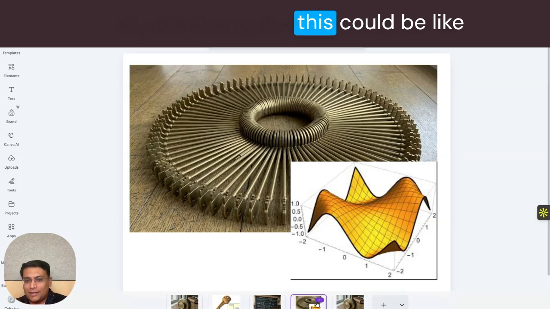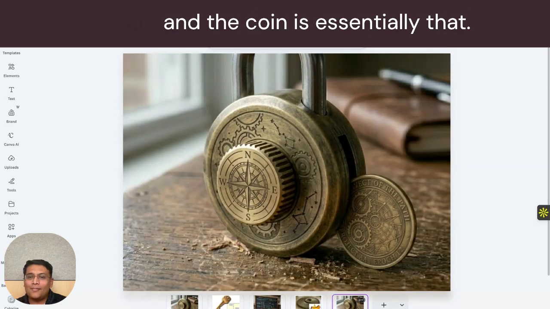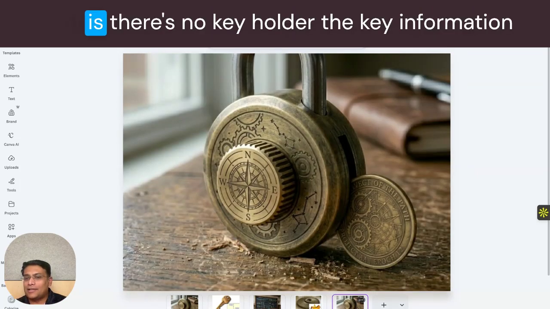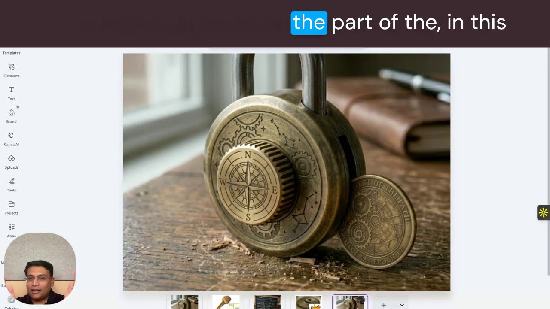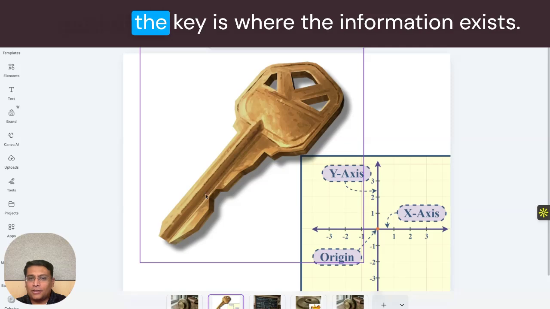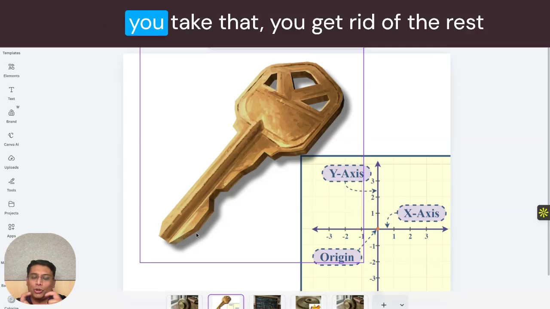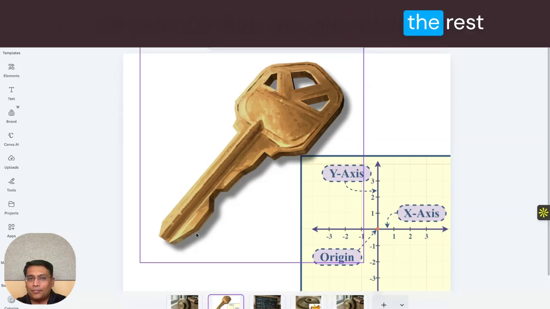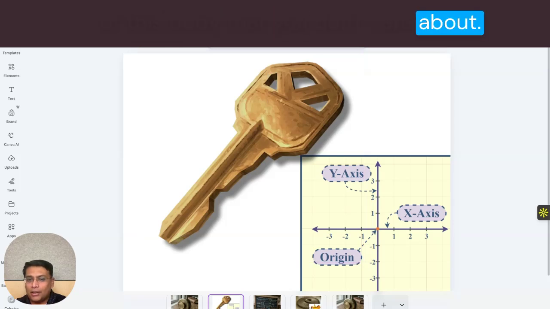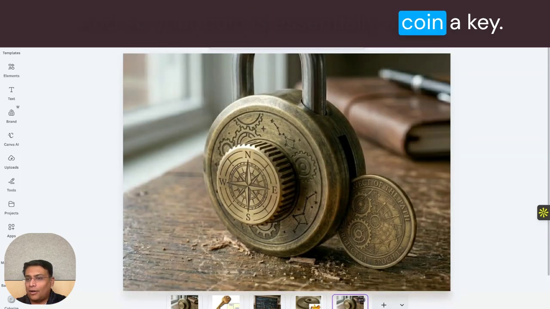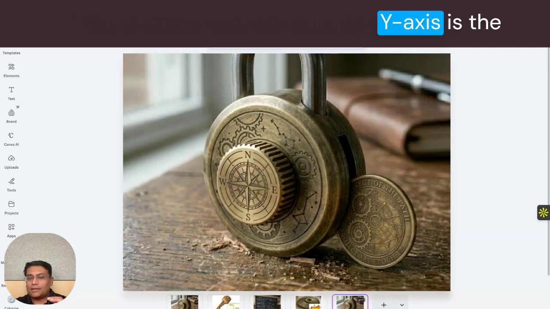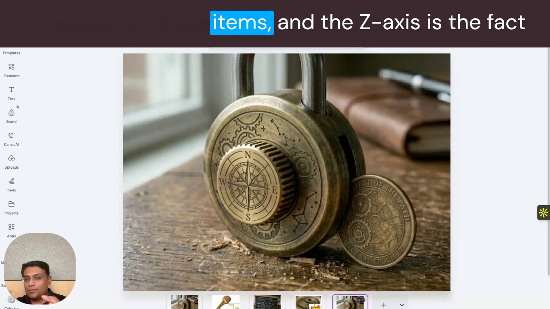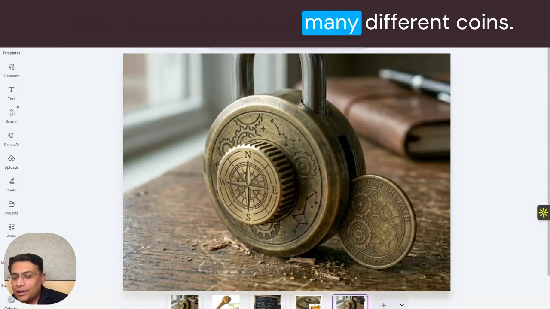So something like this could be like a coin, and the coin is essentially that. There's no key holder. The key information is essentially in this part of the key, where the information exists. So you take that, you get rid of the rest of this body that you don't care about, and your coin is essentially a key, and it has an x-axis, a y-axis. The x-axis is the flat coin, the y-axis is the height of those items, and the z-axis is the fact that you could have so many different coins.